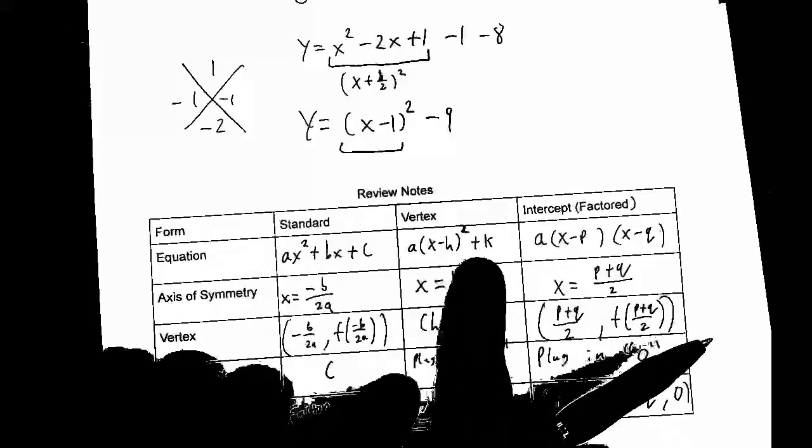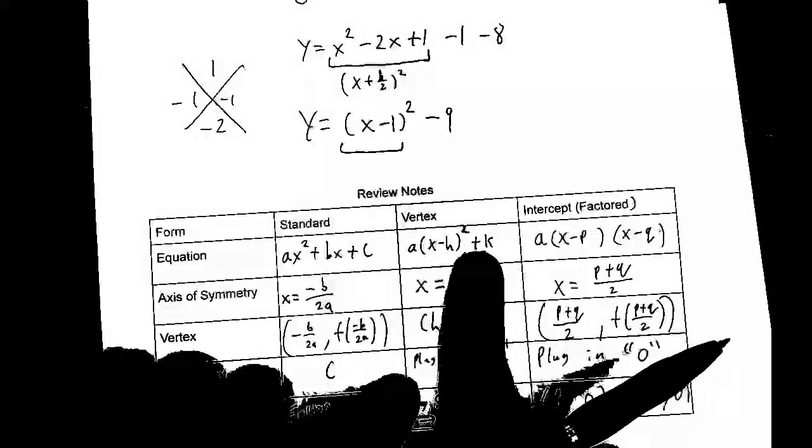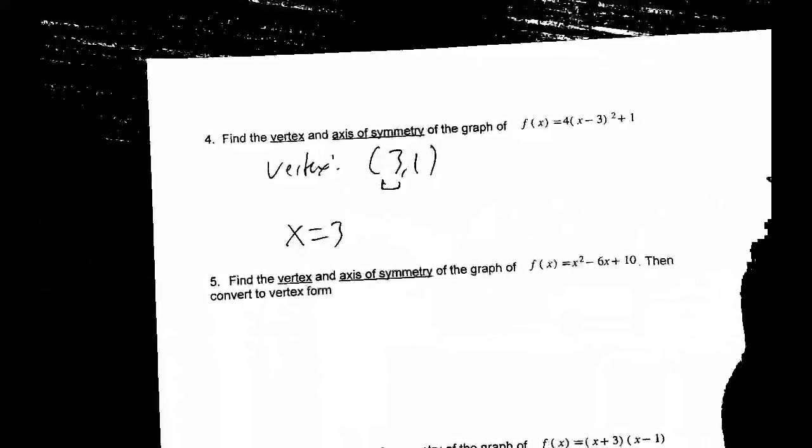Number 4, find the vertex and axis of symmetry of the graph. Again, all you need to know here is how to read vertex form and understand that it's (h, k). For the practice test, you can look at the notes and see the vertex is just (h, k) here, so it's going to be (3, 1). And the axis of symmetry is always just the x value of the vertex. So x equals 3 would be the axis of symmetry.